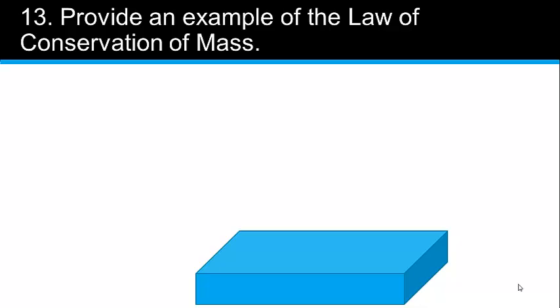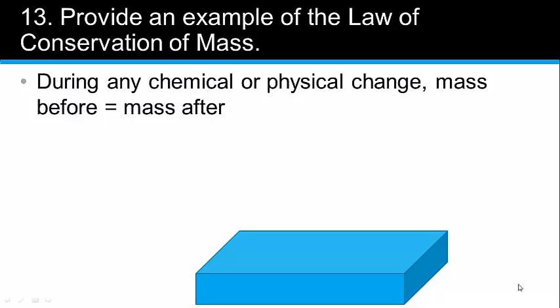Last question asks us to provide an example of the law of conservation of mass. So, law of conservation of mass is why chemistry is even possible. It's why you don't disappear from one minute to the next. It says that during any chemical or physical change, mass is conserved. In other words, the mass of everything I started with will be equal to the mass of everything after. And this works for a closed system.